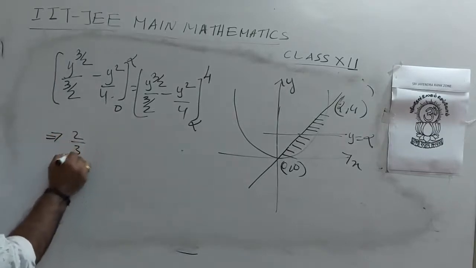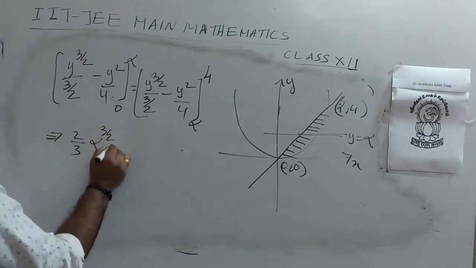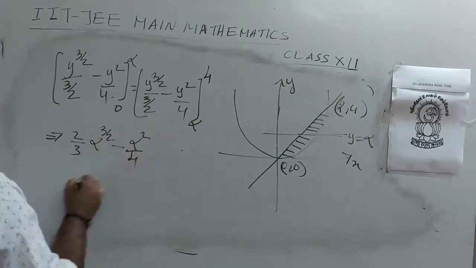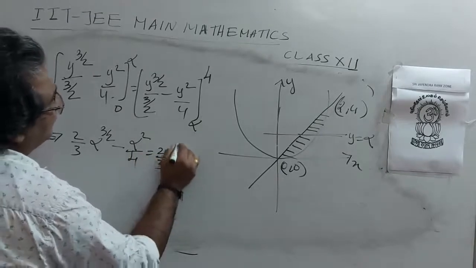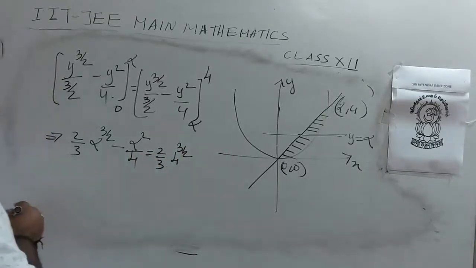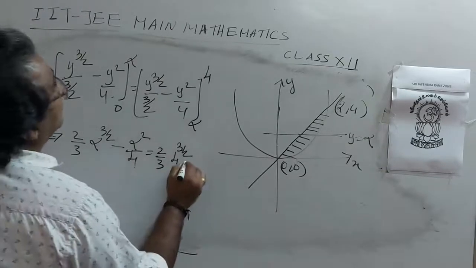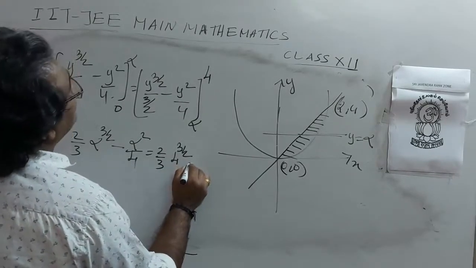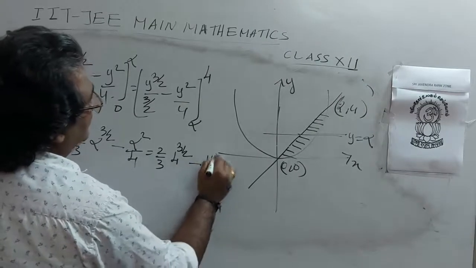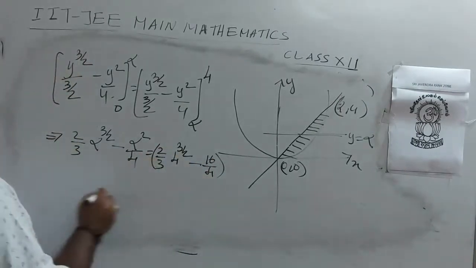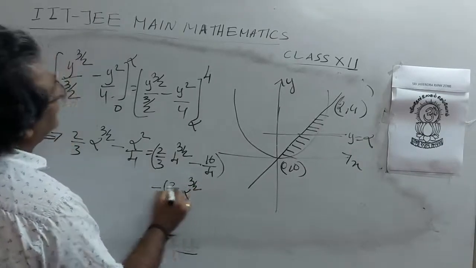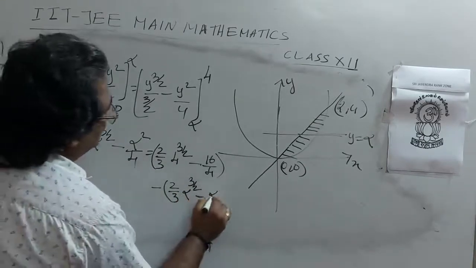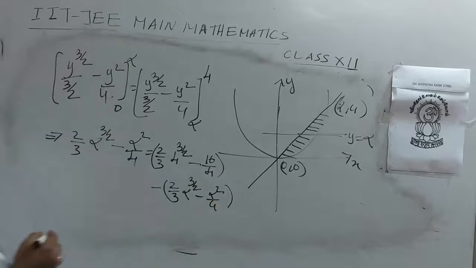Which implies 2 by 3 alpha power 3 by 2 minus alpha square by 4 equal to 2 by 3, 4 power 3 by 2, minus 16 by 4, minus 2 by 3 alpha power 3 by 2, minus alpha square by 4.